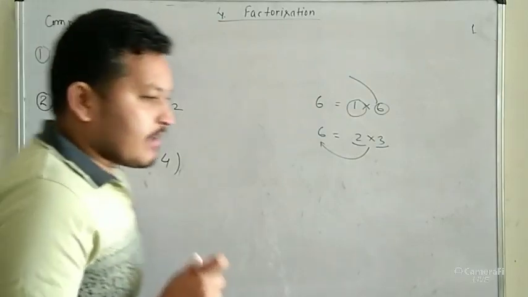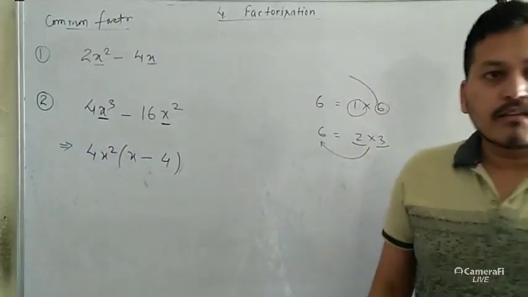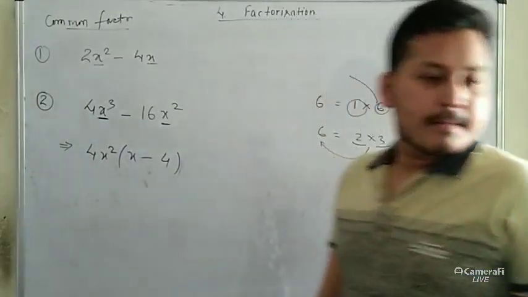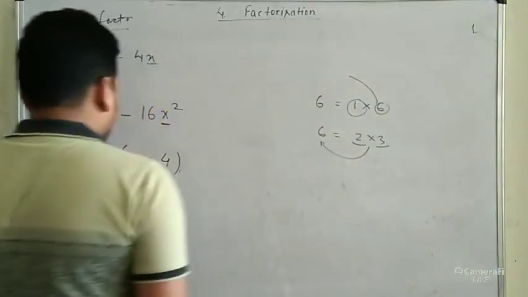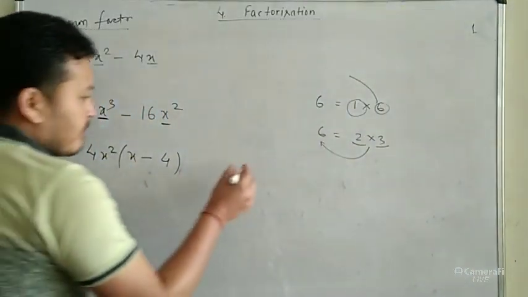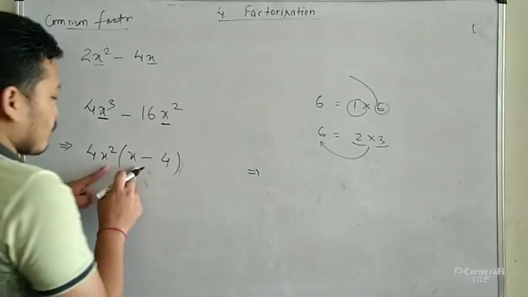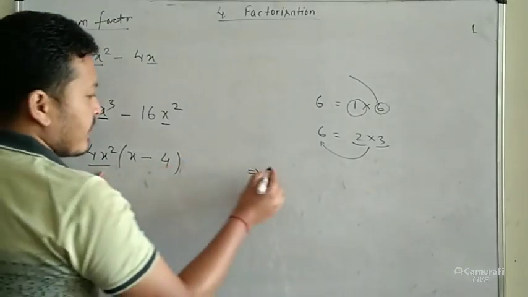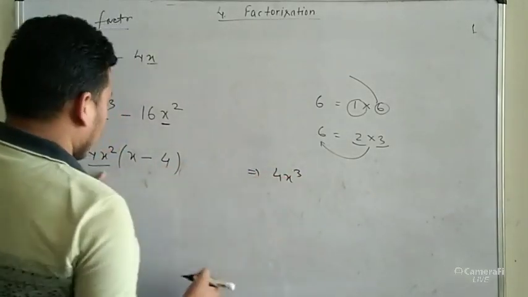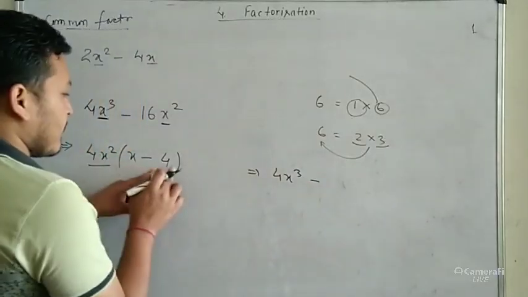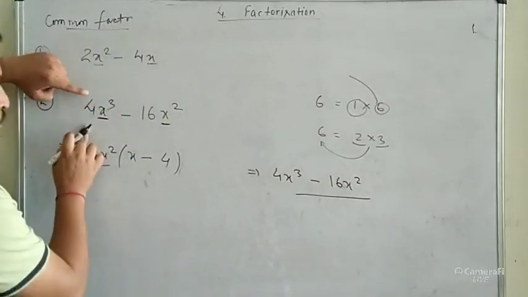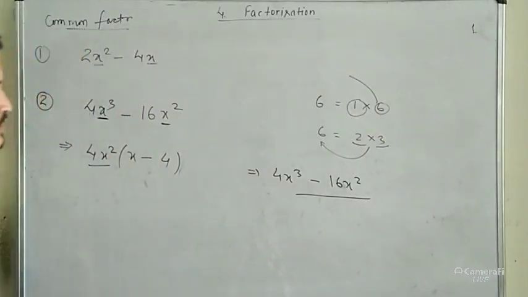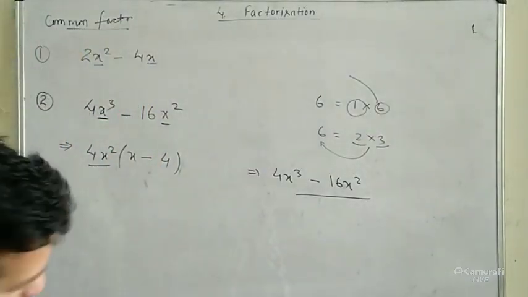And if you want to check your answer, you can multiply both factors. First 4x square multiplied by x gives 4x cube, minus 4x square multiplied by 4, which is 16x square. This is our given number, 4x cube minus 16x square. Hope you understand these things.